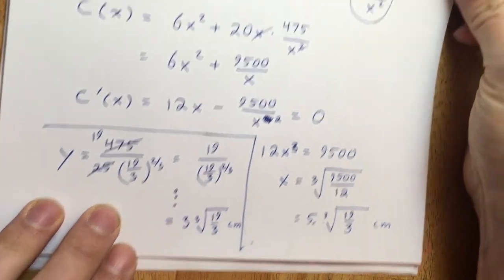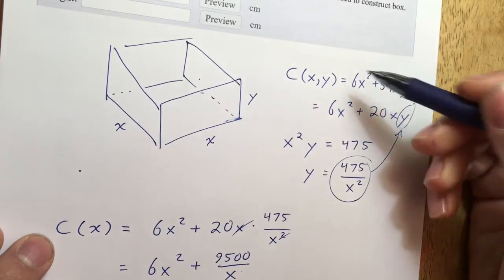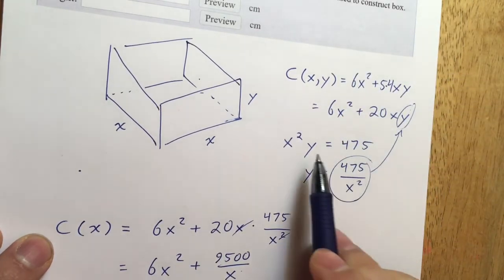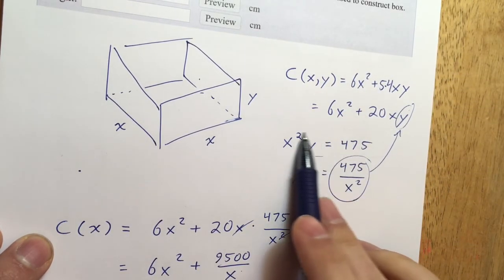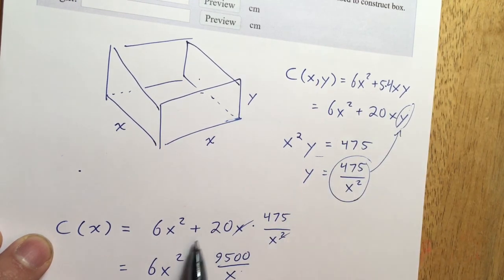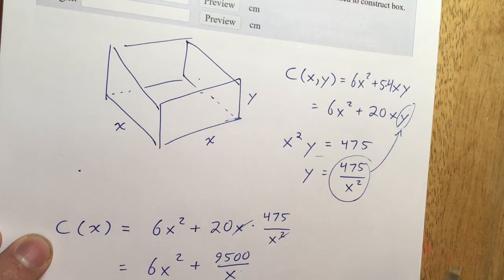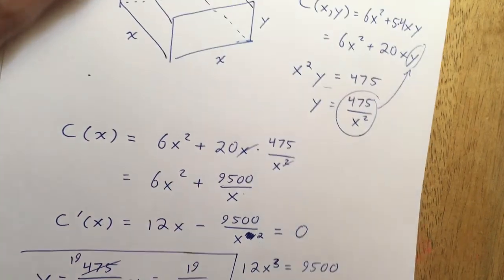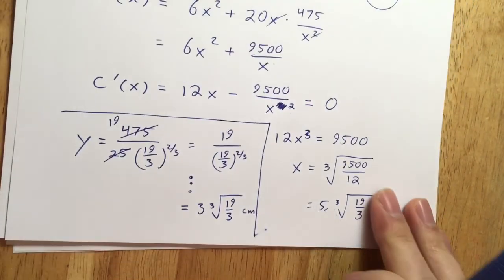So what we really did here is we reduced this problem to a single variable calculus problem by using this equation and replacing one variable with the other one, and then you can write it as a single variable problem. And that is the answer.